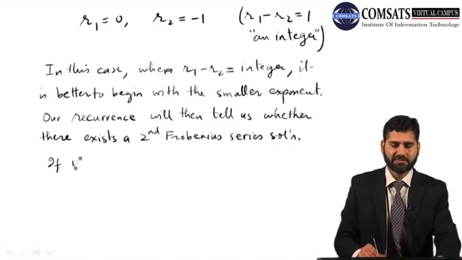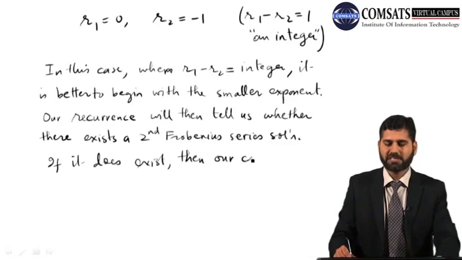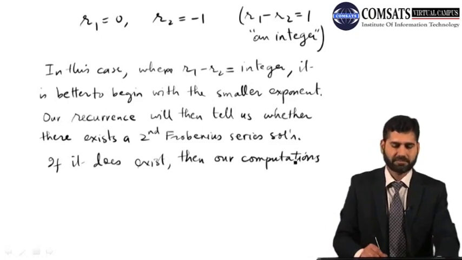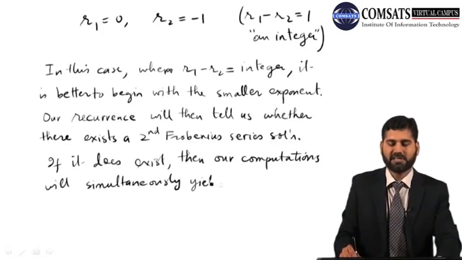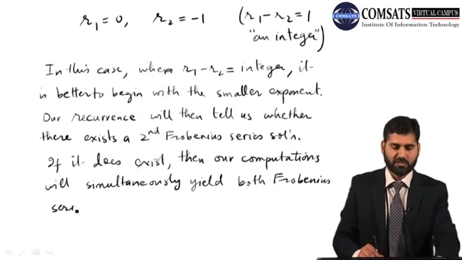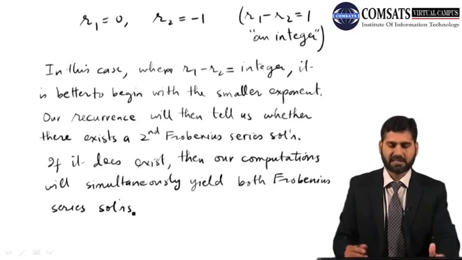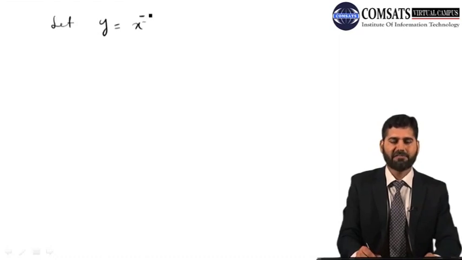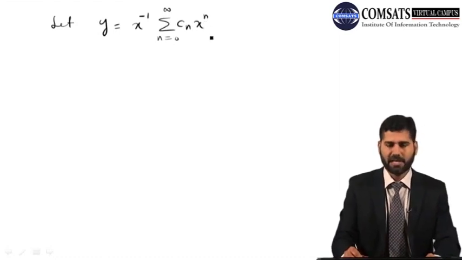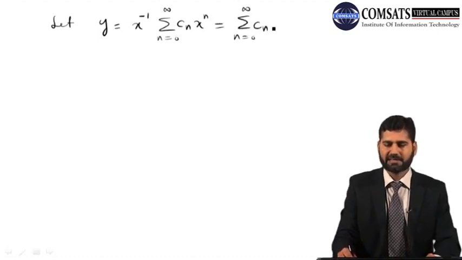So if the second solution does exist, then our computations will simultaneously yield both series solutions, both Frobenius series solutions. Right now we can't say anything. Alright, so let's start with the series solution and get the recurrence relation first. So we are starting from the smaller exponent. Let y be equal to x to the power -1, summation n goes from 0 to infinity, Cn x^n, which we can write as summation n goes from 0 to infinity, Cn x^(n-1).